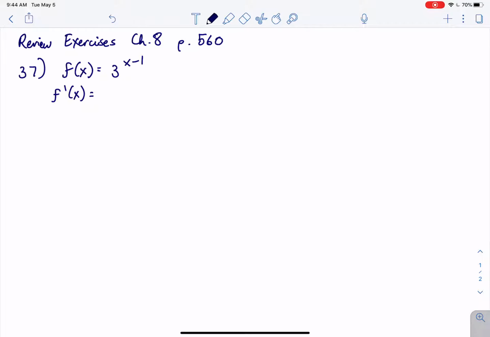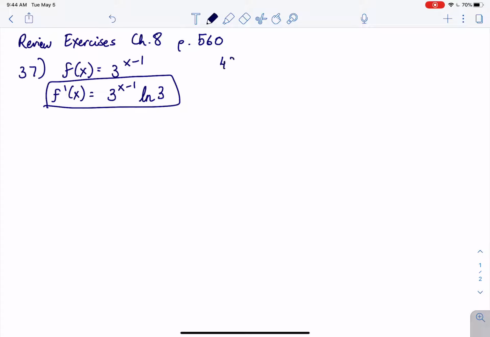Since this is a function that doesn't have the base e, we'll have to compensate for that. The first thing with the derivatives of exponential functions is to just repeat it. So 3 to the x minus 1. But then we compensate for the base not being e by multiplying by the natural log of that base, so natural log of 3. And then you take the derivative of the x minus 1. In that case, it's just 1, so we don't have to write that in. And we have our derivative.